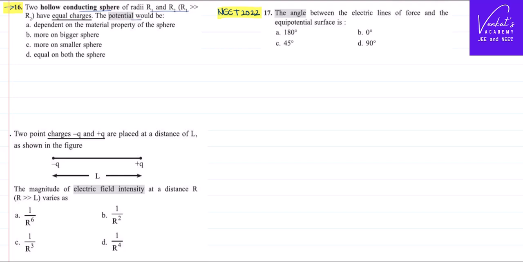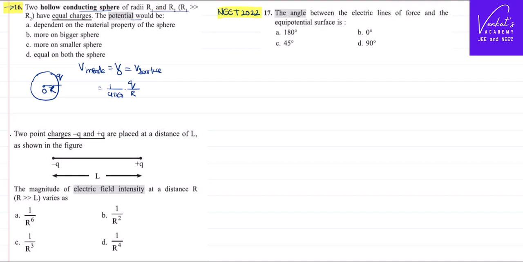The potential would be... So, if we are having a hollow sphere, charge is kept obviously on the surface of the sphere having certain radius. Potential of the sphere inside or at the center or on the surface is fixed: 1 by 4 pi epsilon naught q by r, where r is the radius of the sphere.